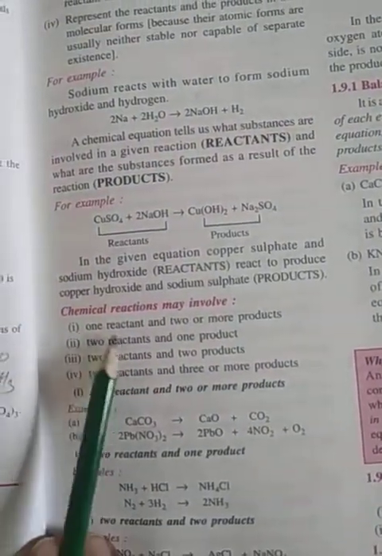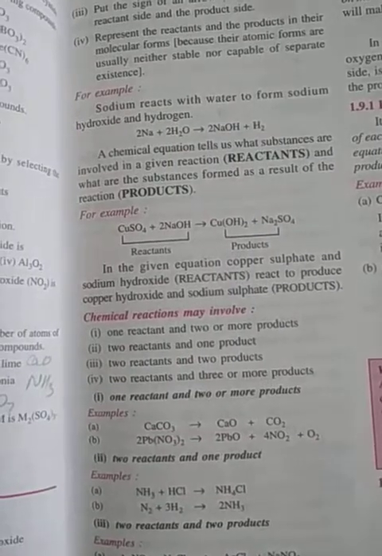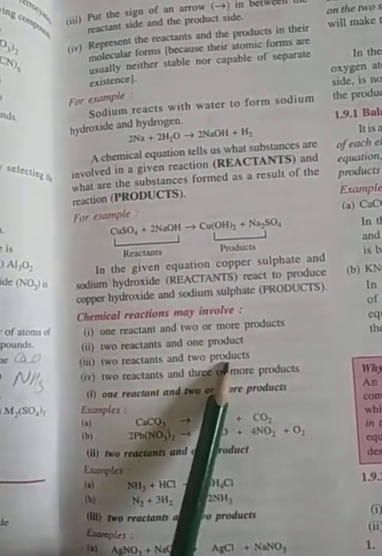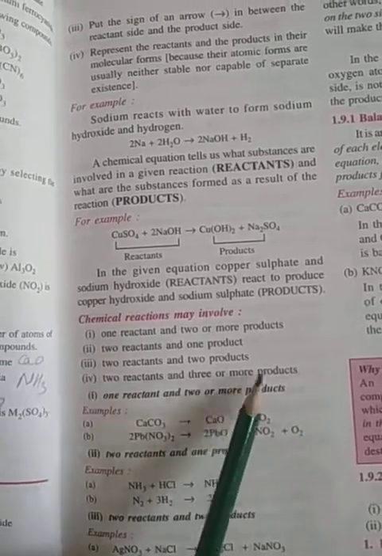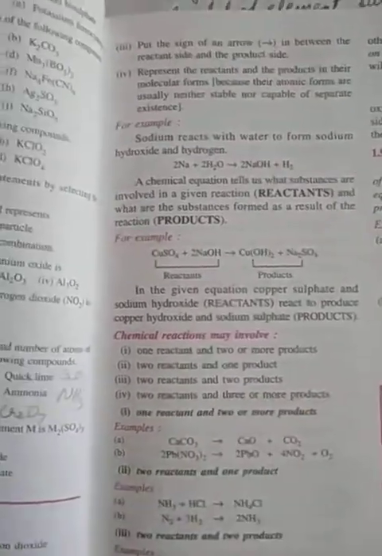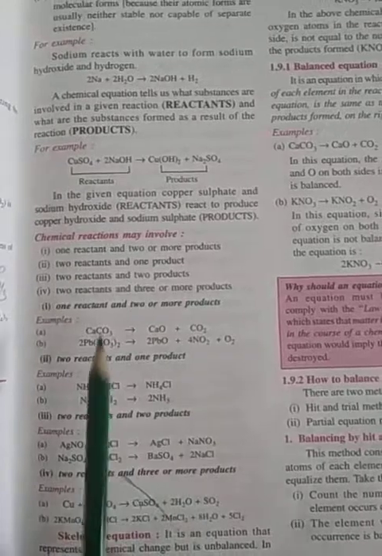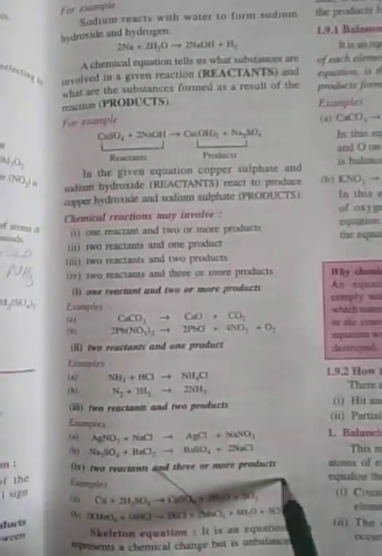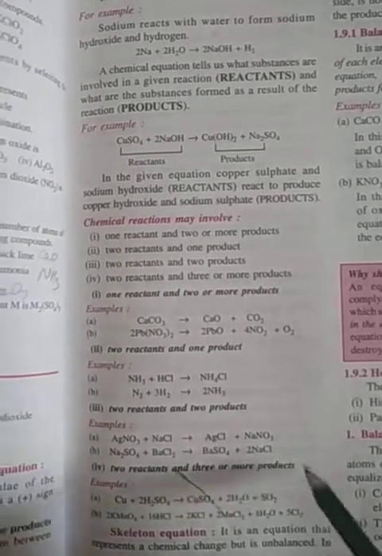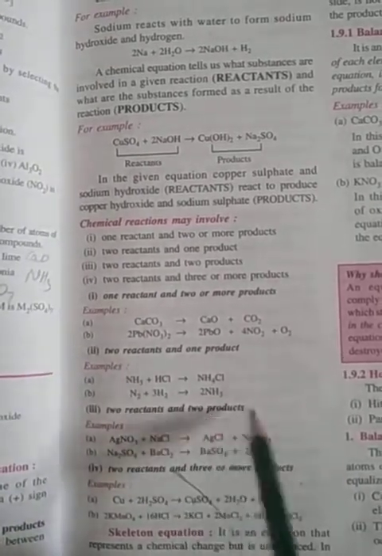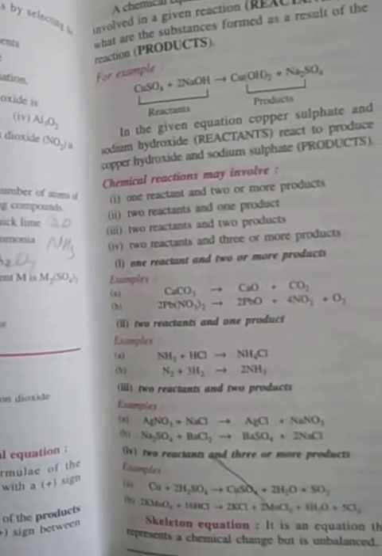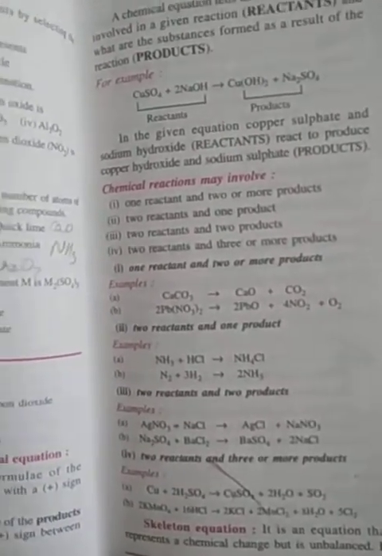Now, chemical reactions may include 1 reactant and 2 or more products, 2 reactants, 1 product, 2 reactants, 2 products, 2 reactants and 3 or more products. So, this is how anything can happen. These are the various examples based on this they have given. So, you can be asked the examples also. Okay, give one example in which 2 reactants and 2 products are there. So, you can give any reaction, but these are just the examples given here.